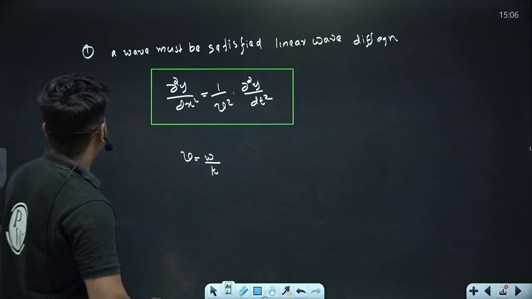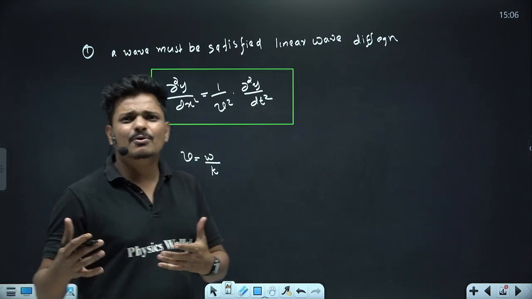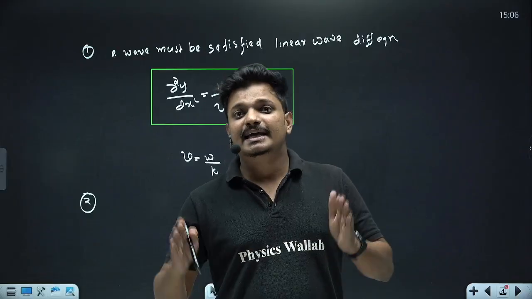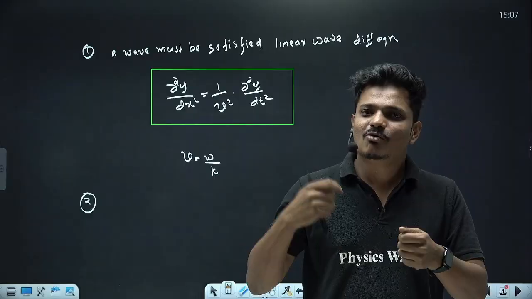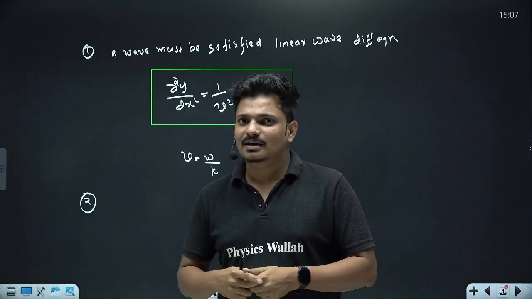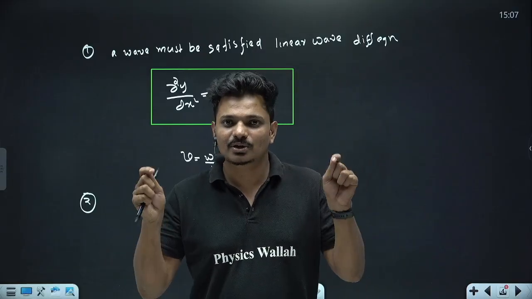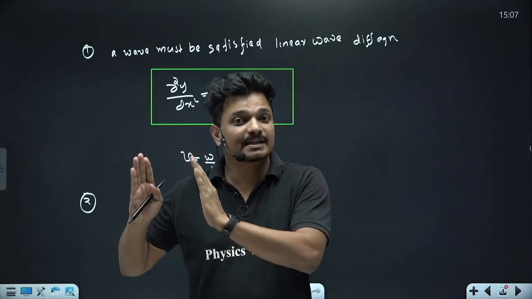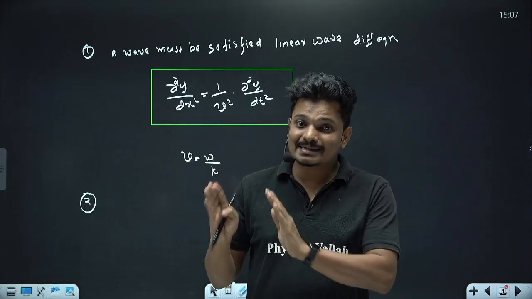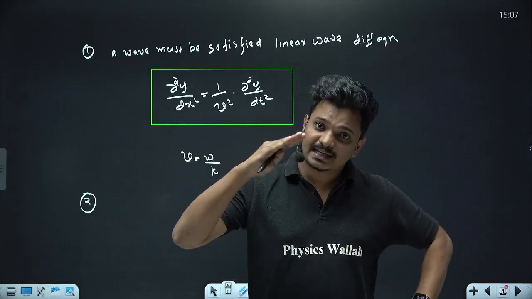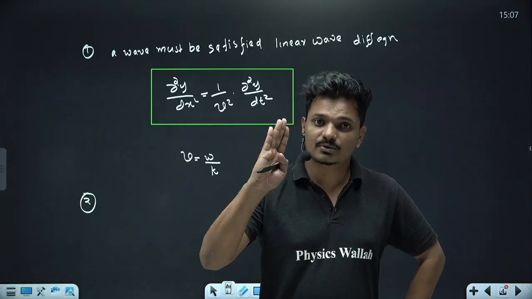Then what is the second point? A wave, or generally a traveling wave. So wave means a traveling wave. What travels in here? Is the particle traveling? No, that is absolutely incorrect. Energy is traveling from one point to another, and the particle only oscillates about its position.